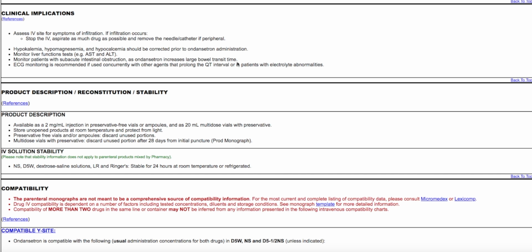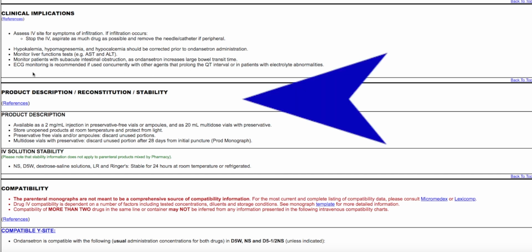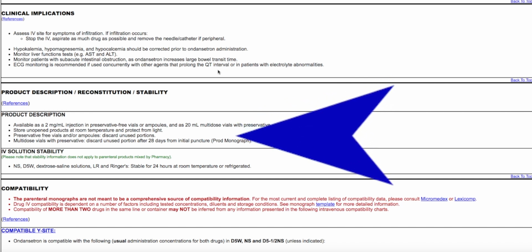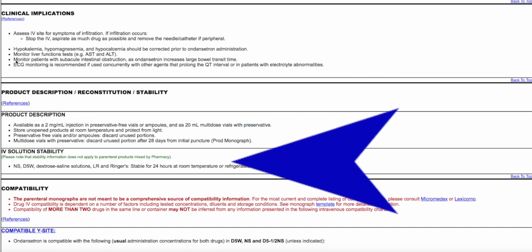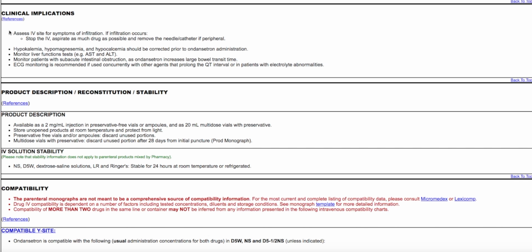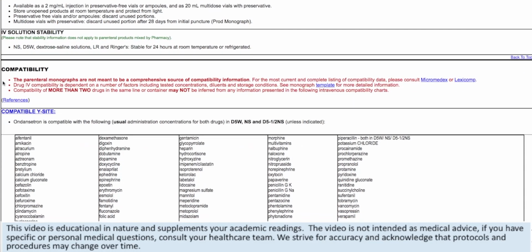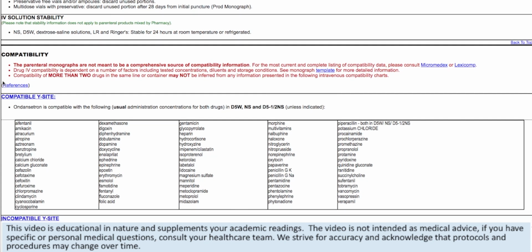The product description, reconstitution, and stability box gives me information as to how my medication is packaged, how it needs to be stored, when it expires, and what solutions it would be stable to dilute in. So as you can see, there's a lot of information, but we're not done yet. At the very end of this document, we have our compatibility and incompatibility charts.